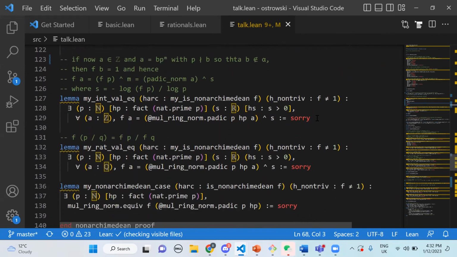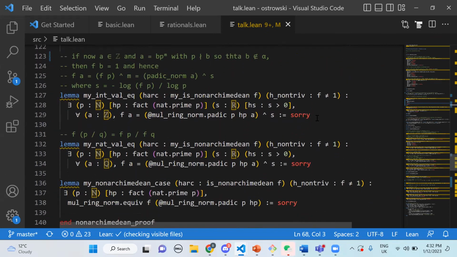So, in our theorem, we state that for every rational number, but this could be extended to rational numbers very easily just by thinking about if you take the norm of P over Q, it's equal to the norm of P over the norm of Q, and then everything should be extended as well. So the non-Archimedean case is done.